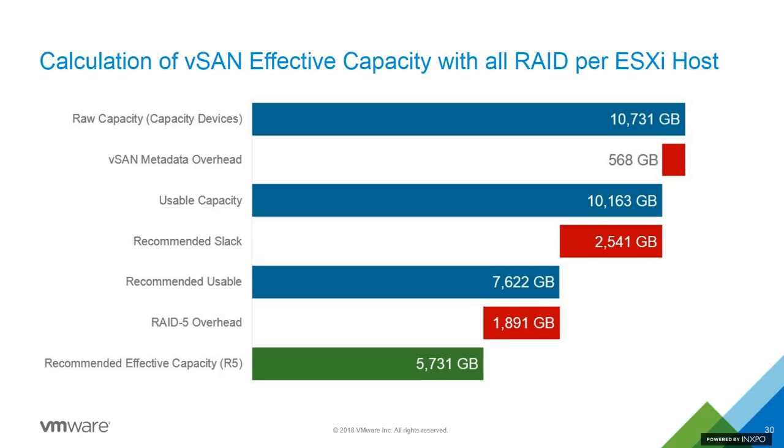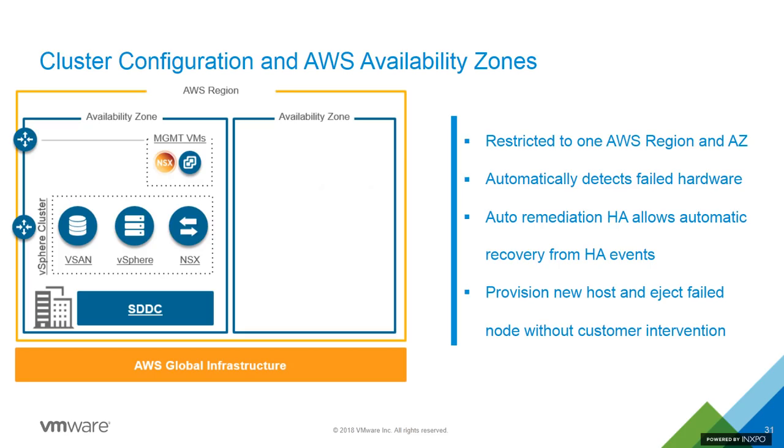If we want to look at how vSAN is calculated here, we have a total of 10.7 terabytes of usable raw storage for capacity. When you take into account vSAN metadata overhead, we shrink that down to about 10.2. Recommended slack space, we give it about 20% slack, and then the recommended usable, you can see here, is about 8 terabytes. But if you're using RAID 5, you can see how much of an overhead that is. So the recommended effective capacity here is about 6 terabytes of storage.